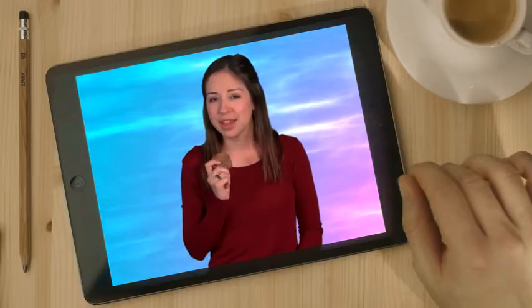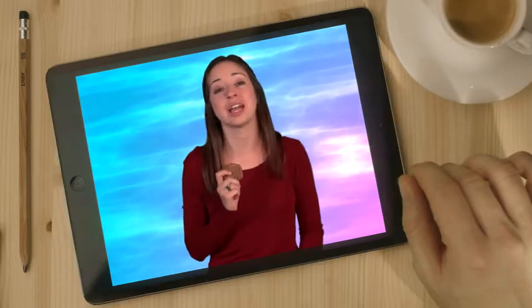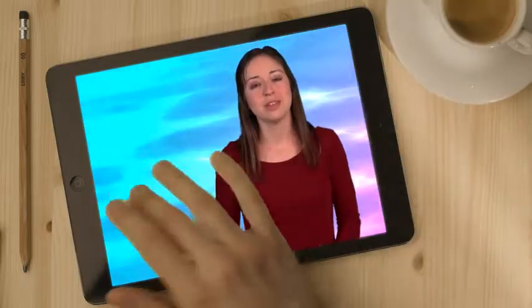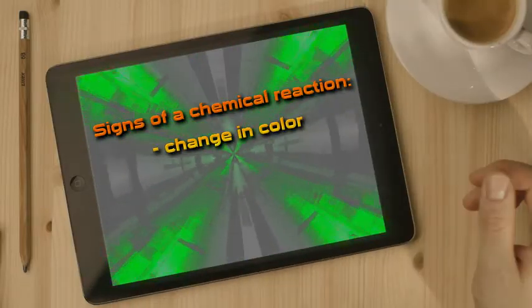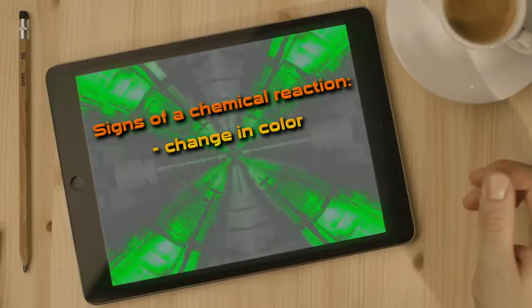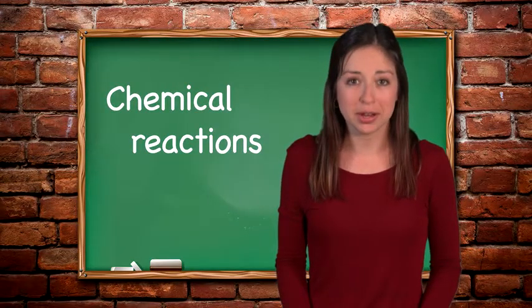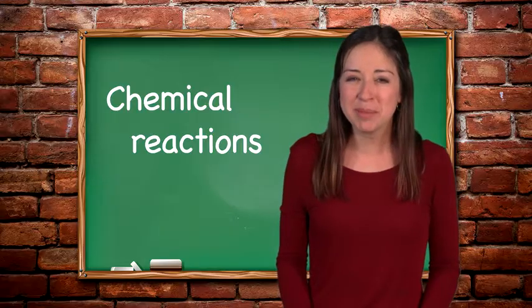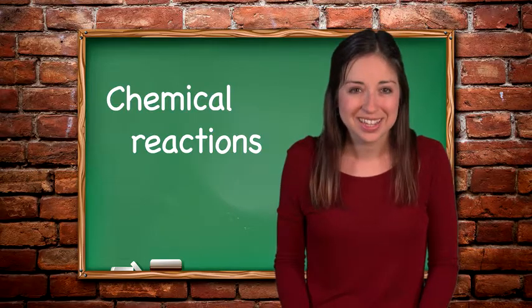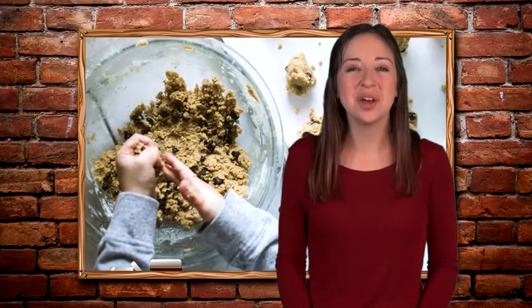Lucky for us, there are several observable signs of a chemical reaction. One common sign of a chemical reaction is a change in color. If the reactants are a different color than the product, it is likely that a chemical reaction has occurred. Our cookie batter was a yellow-brown color when it was in the mixing bowl. But after the batter came out of the oven, the cookies that were produced were a golden brown.